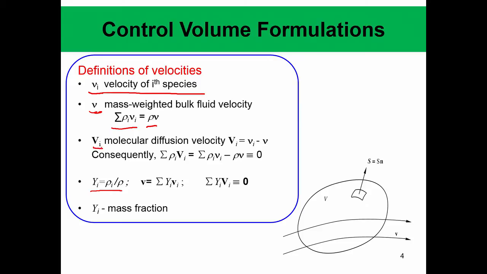Whereas this capital Vi is the molecular diffusion velocity, which is nothing but the velocity of the ith species minus the mass weighted bulk velocity. Okay. So consequently it can be shown that summation rho i capital Vi is equal to summation rho i vi minus rho v. Okay. Why is this so?